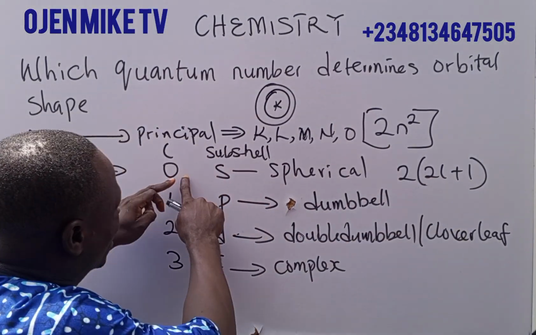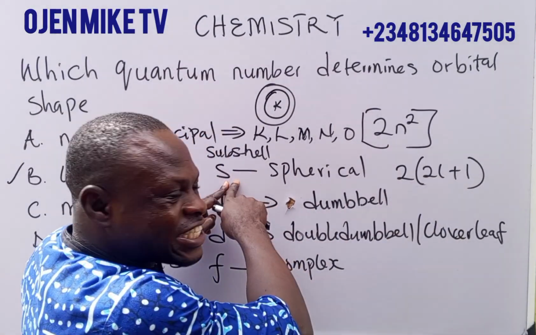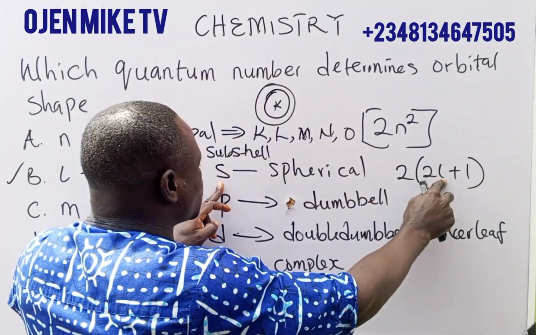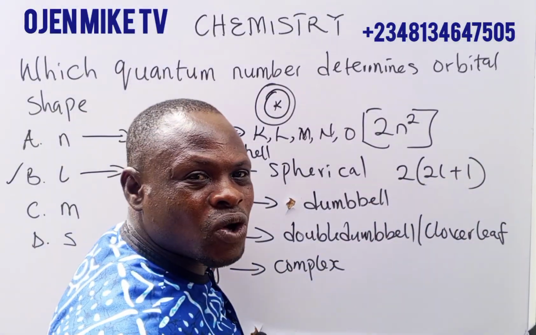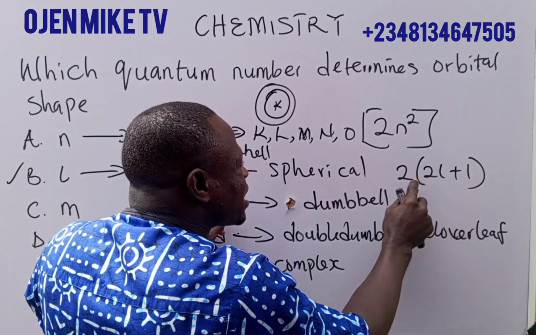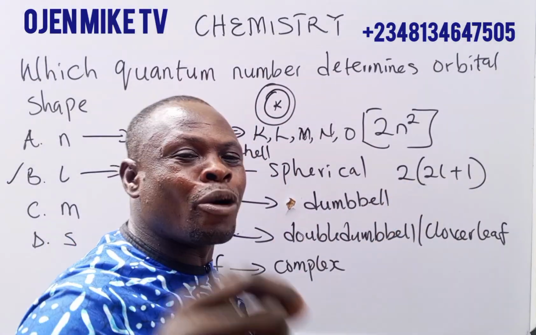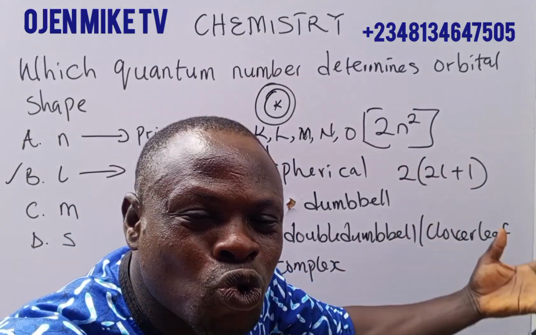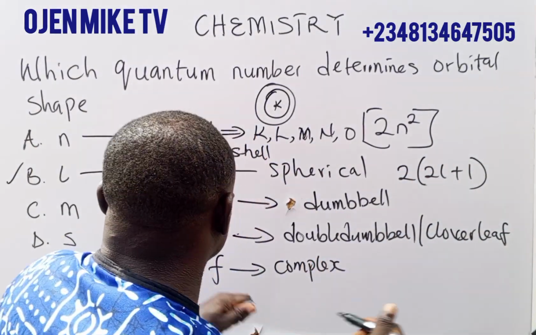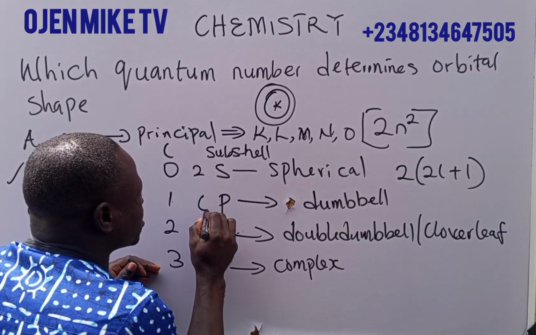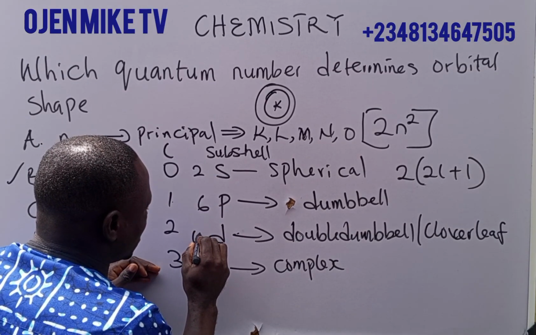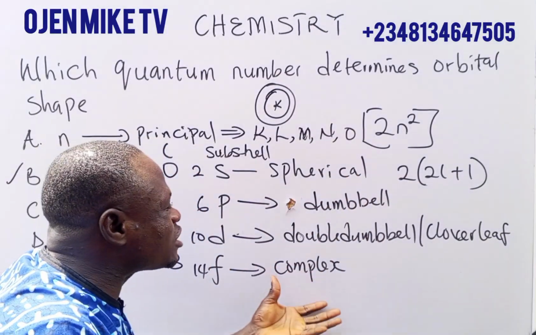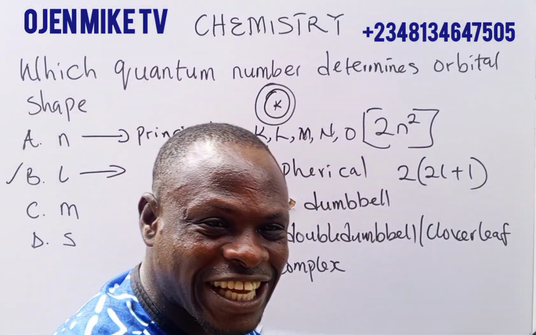Now, if I want to look at the s subshell, s is 0. So 2 times 0 plus 1 will give us 1, and 1 times 2 will give us 2. So the number of electrons that can occupy the s subshell is simply 2. Do you get that? So for this one, the number of electrons is 2, this one is 6, this one is 10, and this one is 14. So just use this formula to determine the number of electrons that can occupy each of these subshells.